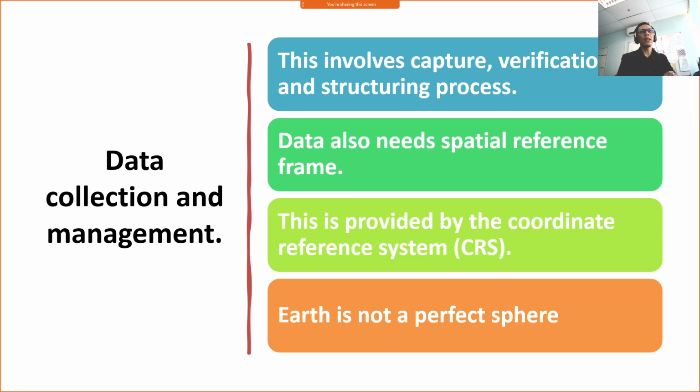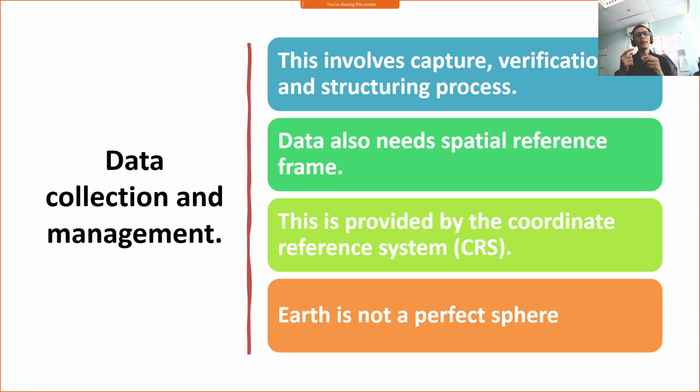So in terms of data collection and management, of course, when you want to do analysis with spatial data, then you need to capture the spatial data. You need to verify, for example, the locations of the coordinates, and also the structuring process. And very important that you need to specify the spatial reference frame. This is usually provided by the coordinate reference system, or CRS.